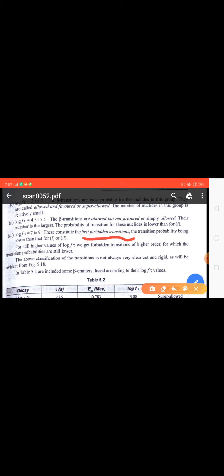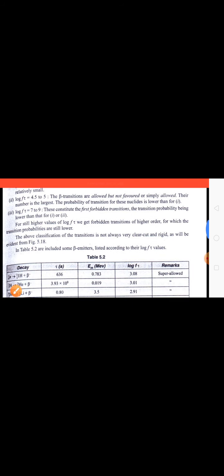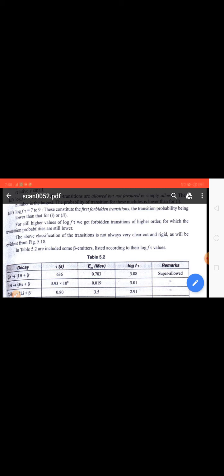The transition probability is lower than that for 1 and 2. So for 3 to 4 and 4.5 to 5, the allowed transitions are exhibited. Apart from that, from 7 to 9, these constitute the first forbidden transitions, where the transition probability is comparatively small. For still higher values of log Ft, above the value of 9, we get forbidden transitions of higher order, for which the transition probabilities are still lower.